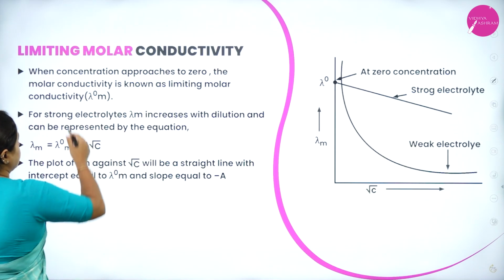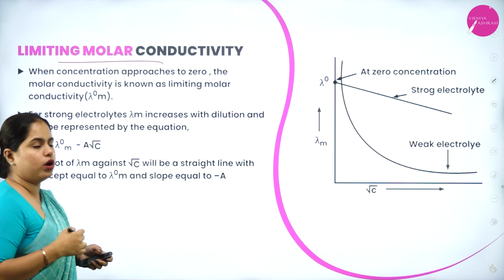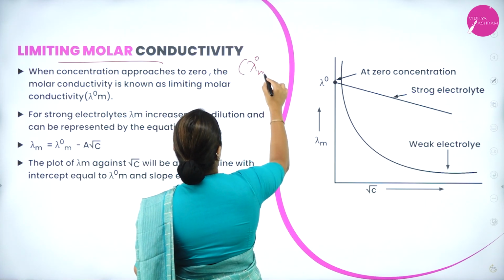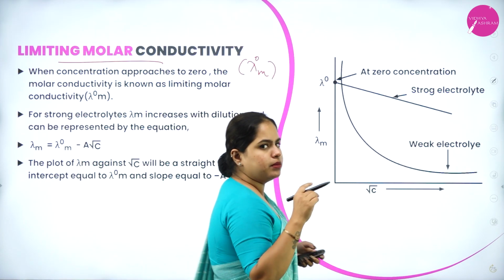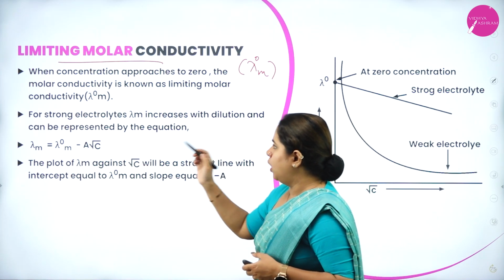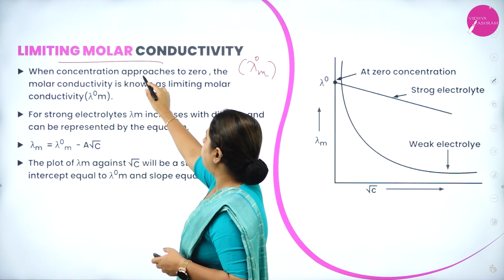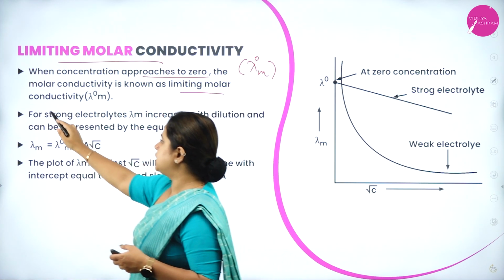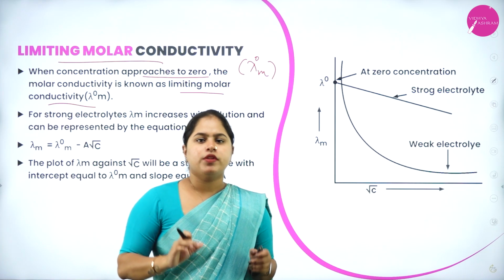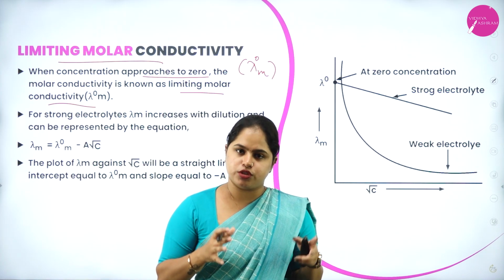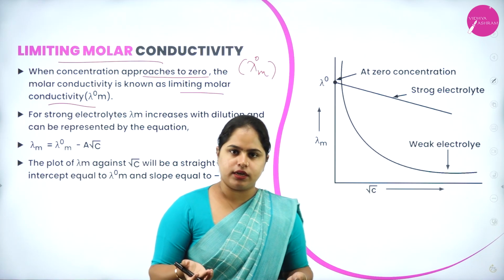Now, coming to the next important concept, that is limiting molar conductivity, represented by the symbol lambda naught m. Right, lambda m is molar conductivity, lambda naught m is limiting molar conductivity. Now, when the concentration approaches 0, the molar conductivity is known as limiting molar conductivity. So, the conductivity for a solution whose concentration is almost equal to 0 is called limiting molar conductivity.